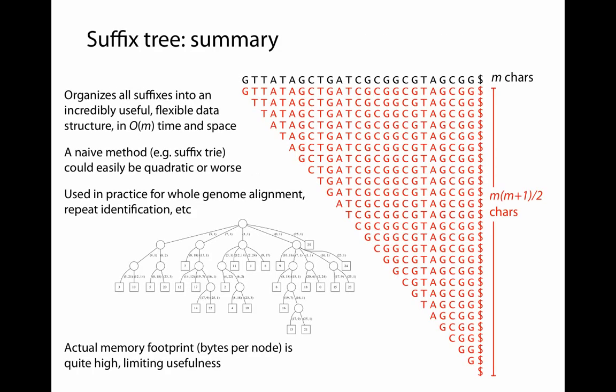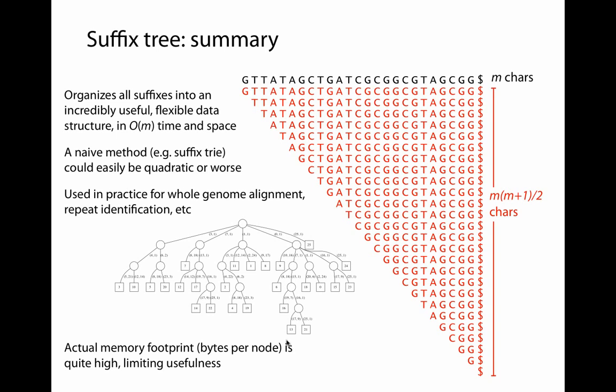So this wraps up our discussion of suffix trees. A suffix tree organizes all of the suffixes of a text into a pretty useful and pretty flexible data structure that we can build in order m time and space. The naive method that we evaluated first, the suffix trie, occupied quadratic time and space, which is perhaps what you would expect when you consider that we're organizing all of the suffixes of the text, and the total number of characters in all the suffixes of the text grows as the square of n.